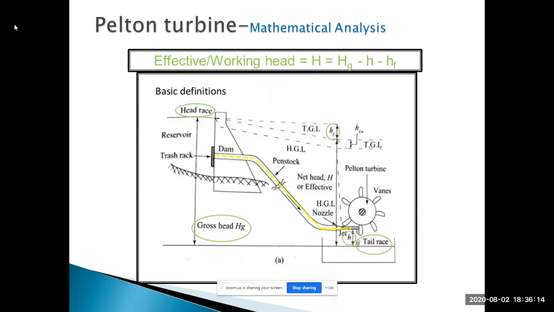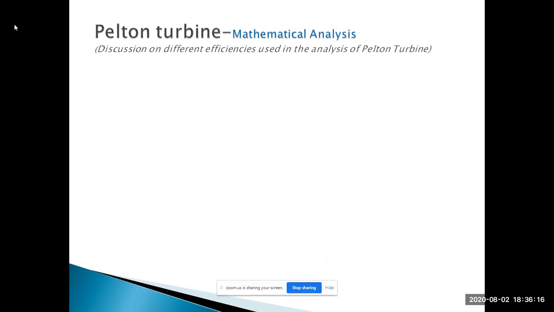Let's talk about the various efficiencies involved while we are analyzing the Pelton turbine. We start with water power, which is the energy at the dam side. It is converted into kinetic energy through the penstock and at the end into a very high velocity jet with the help of a nozzle. Here two things are involved: first, the flow rate, and second, the nozzle efficiency. The ratio of kinetic energy to the water power is the nozzle efficiency, and the flow rate involved is the total flow rate coming out of the nozzle.